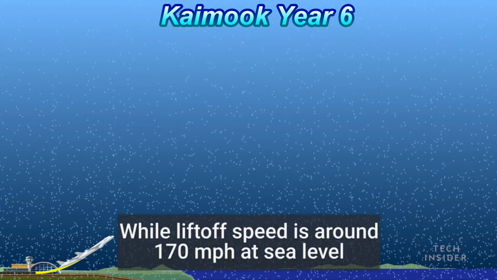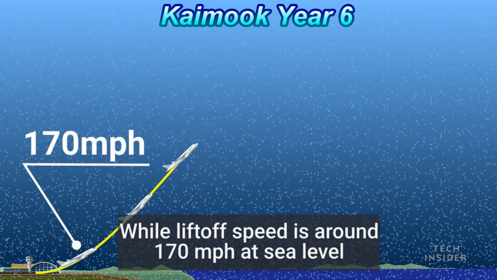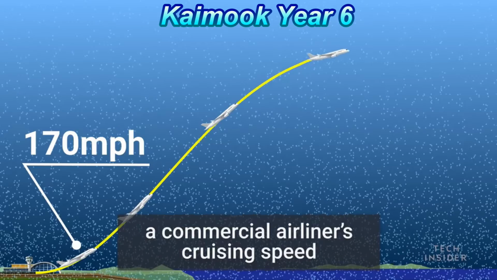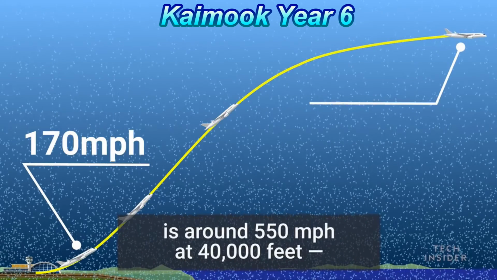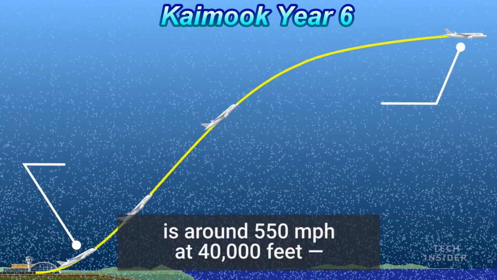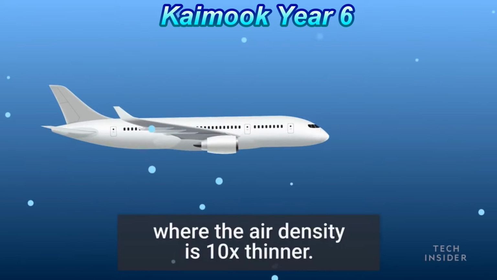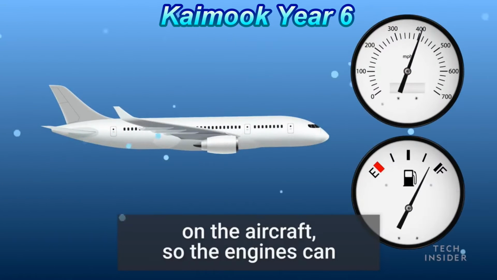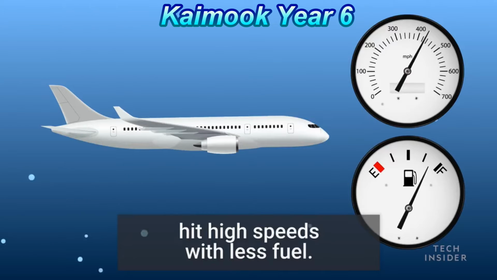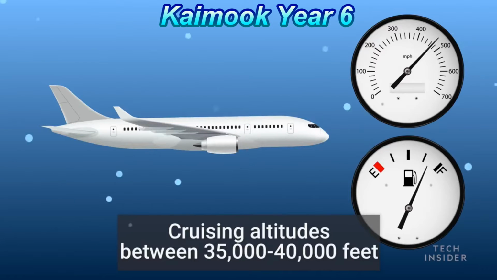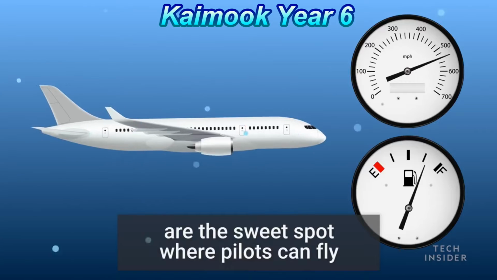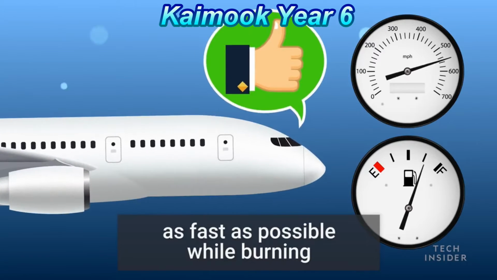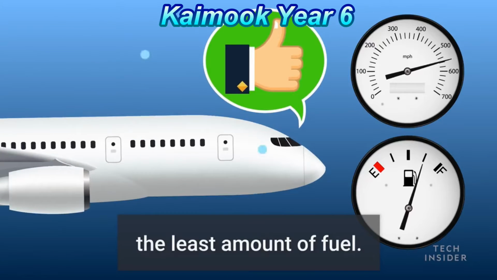While liftoff speed is around 170 miles per hour at sea level, a commercial airliner's cruising speed is around 550 miles per hour at 40,000 feet, where the air density is 10 times thinner. But a thinner atmosphere means less drag on the aircraft, so the engines can hit high speeds with less fuel. Cruising altitudes between 35 to 40,000 feet are the sweet spot, where pilots can fly as fast as possible while burning the least amount of fuel.